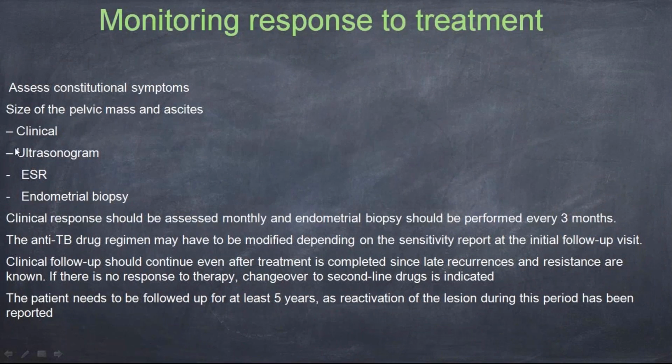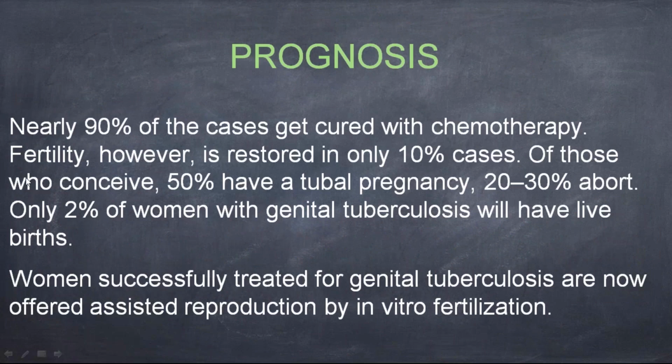So how do you monitor? By clinical examination, by serial ultrasounds, by serial ESR monitoring, and serial endometrial biopsies. That's how you monitor. The patient should be followed up for at least 5 years. So what is the prognosis? Nearly 90% of the cases get cured with chemotherapy. However, in 10% of the cases, the patients won't conceive. 50% will land in ectopic pregnancy, tubal pregnancy. 20 to 30% of the patients will abort.